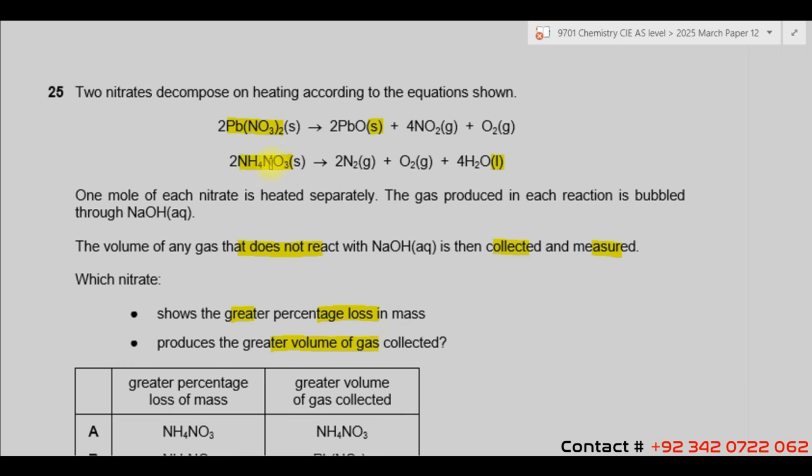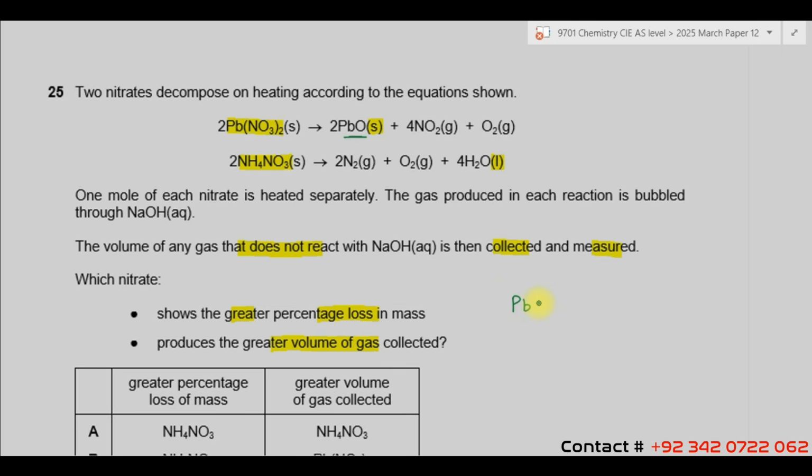Alright, let's see. First thing is we have lead nitrate. It is solid, so it decomposes to form 2 moles of solid lead oxide, 4 moles of gas, and 1 mole of oxygen gas. We can find the percentage loss in mass by finding out how much gas is produced or how much MR difference is there. So we have lead nitrate and we have lead oxide. Lead oxide is still present after the reaction while gas is now evolved. So we can compare these two.